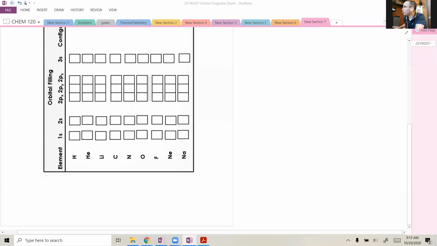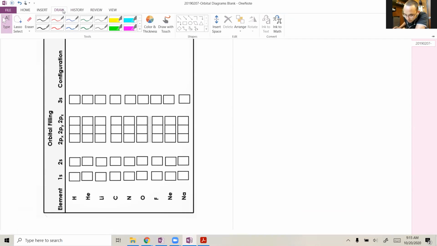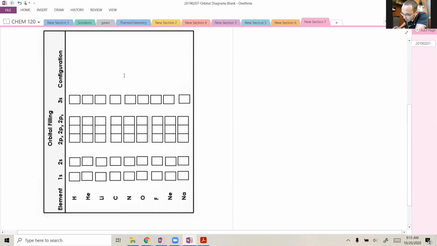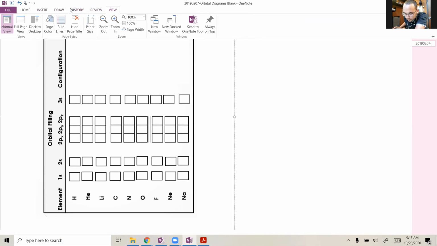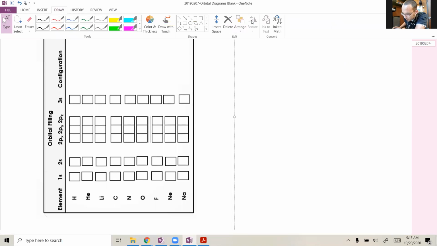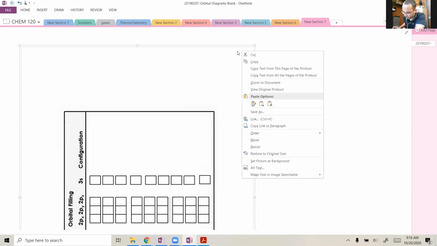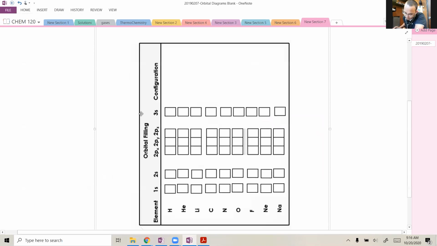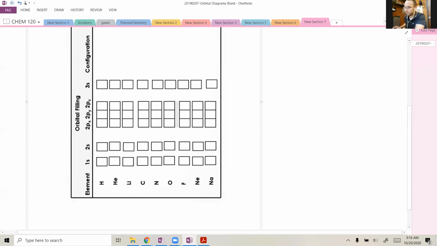I thought I missed something reading. On one of the lectures, I linked this orbital diagram worksheet. If I can ever flip it, then we could. Don't know why it won't flip. Okay, hold on one second.